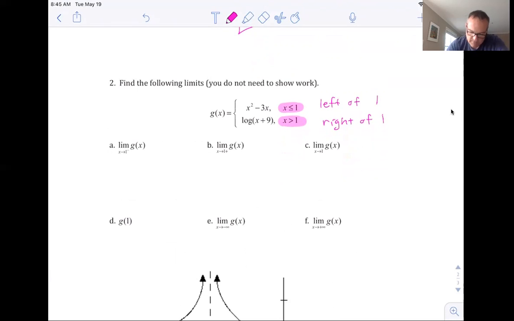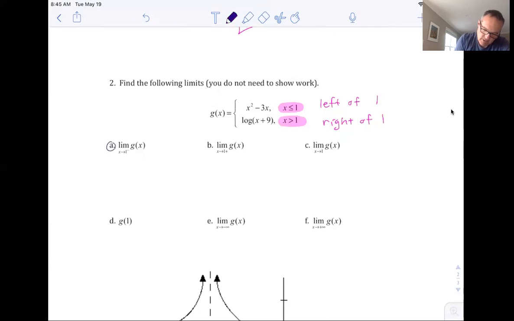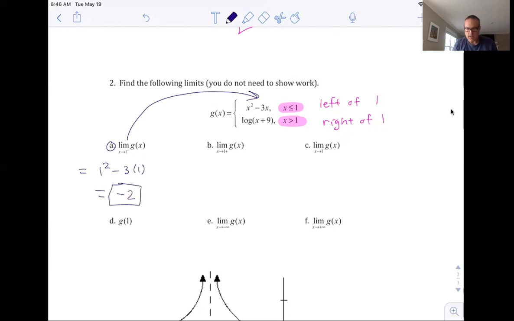So I want to look at 1 from the left. So for number A, I'm only concerned with this top part of this function because I want 1 minus, that means the left side of 1. So let's plug in 1. I get 1 squared minus 3 times 1, that gives me negative 2. So again, easy math, no problem. It's all in the symbols.